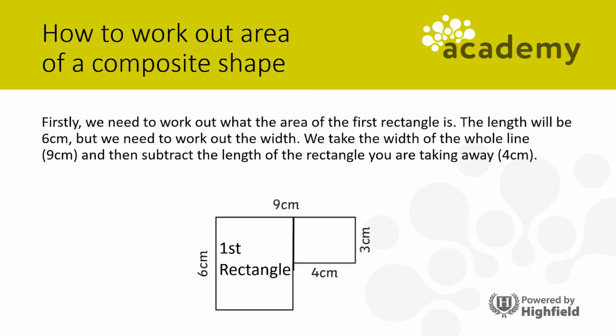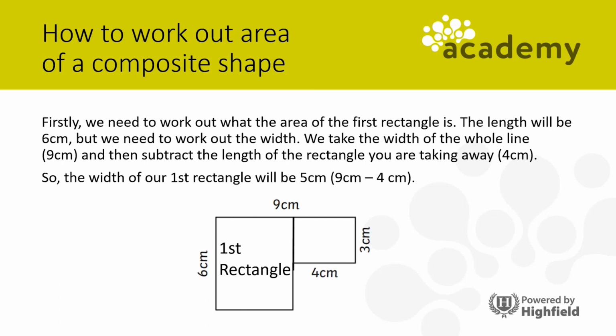Firstly, we need to work out what the area of the first rectangle is. The length will be 6 centimeters, but we need to work out the width. So we need to take the width of the whole line, which in this case is 9 centimeters, and then subtract the length of the rectangle you are taking away, which in this case is the 4 centimeters. So the width of our first rectangle will be 5 centimeters, in other words 9 centimeters minus 4 centimeters, and that will be 6 centimeters times 5 centimeters to give us 30 centimeters squared.